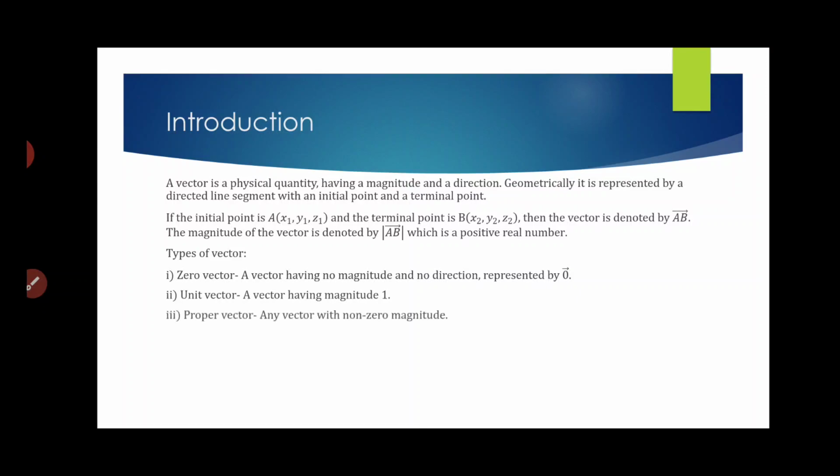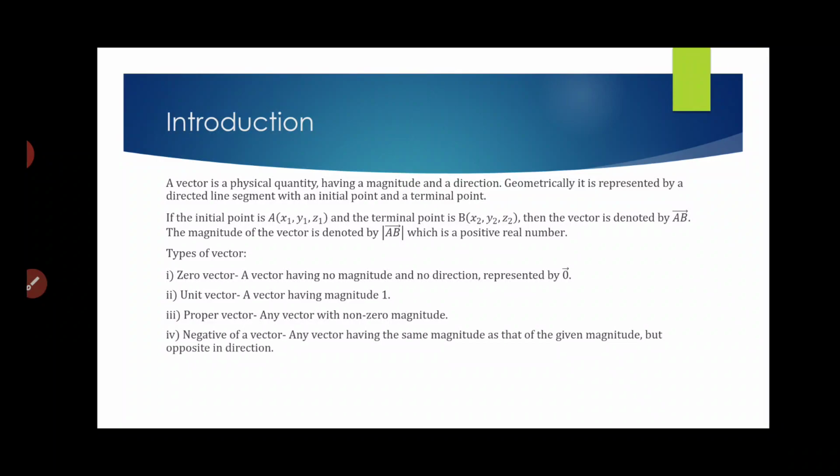Then a proper vector is any non-zero vector, that is any vector with non-zero magnitude. So obviously if a vector has non-zero magnitude, then definitely it has got a direction as well. If it is a zero vector, it does not have a magnitude and does not have a direction, but on the other hand it can be said that the direction of a zero vector is undefined because it can have infinite directions as well. So any vector which has a non-zero magnitude and a proper direction is called a proper vector.